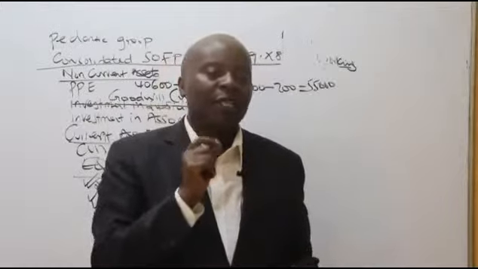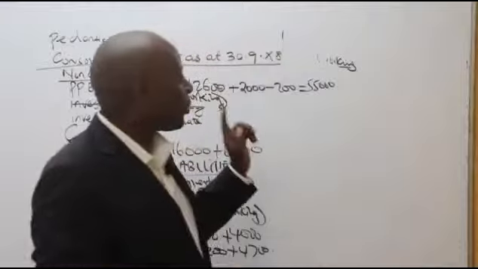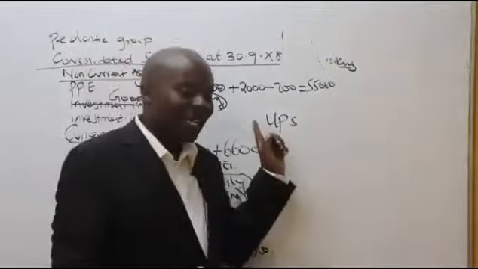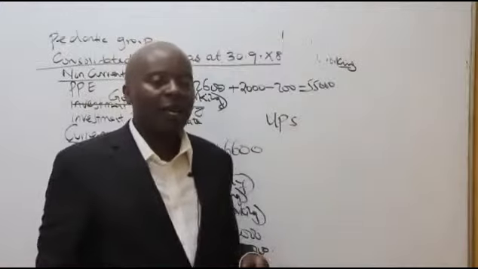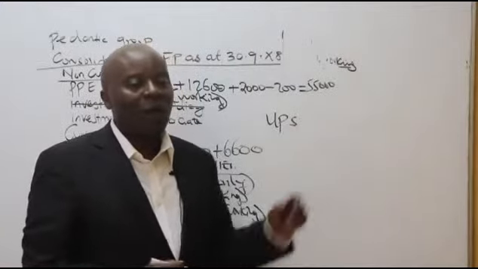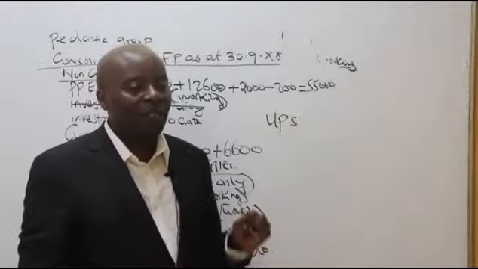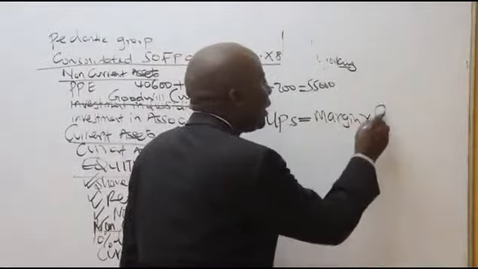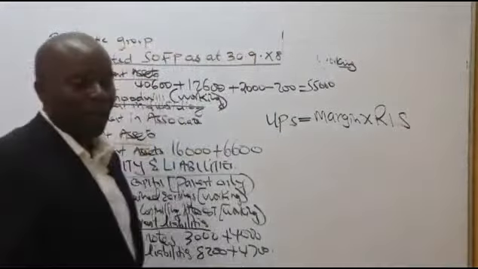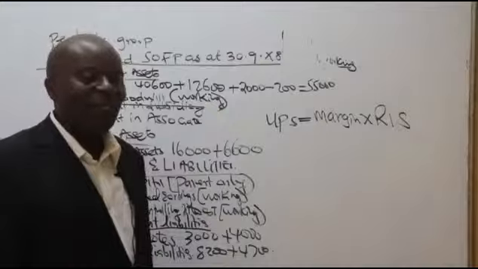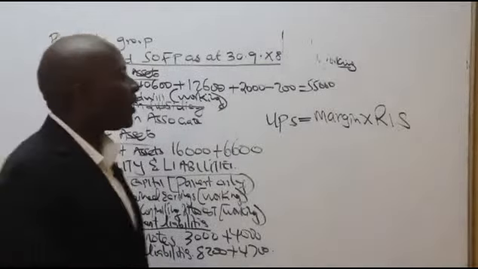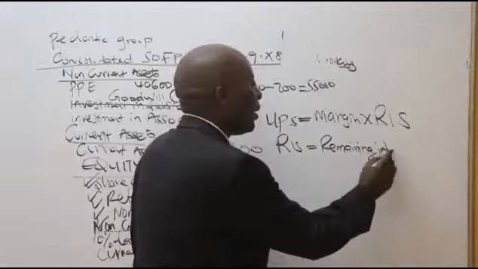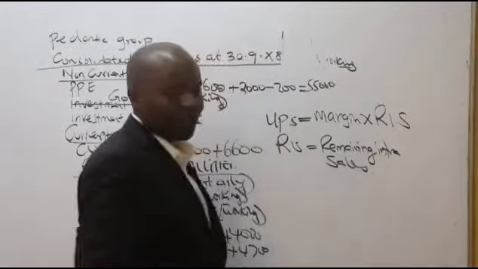In the statement of financial position, I'll be interested in what we call the famous UPS. Please write in full: UPS is unrealized profit on stock. Normally, we get this by taking the profit margin times the famous REES, where REES stands for remaining intra-sales.